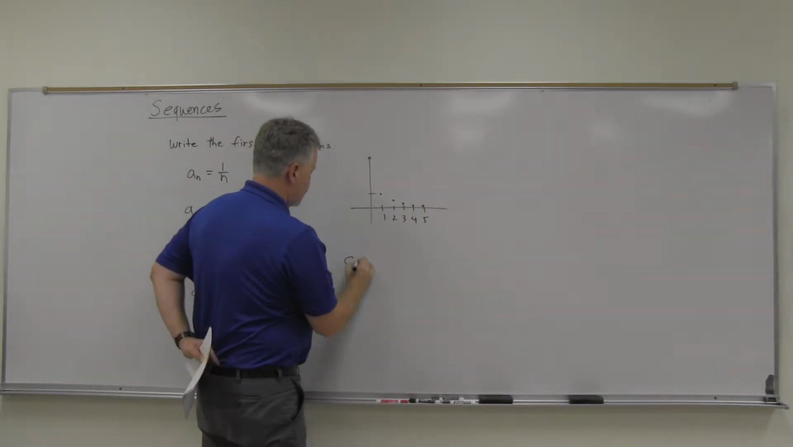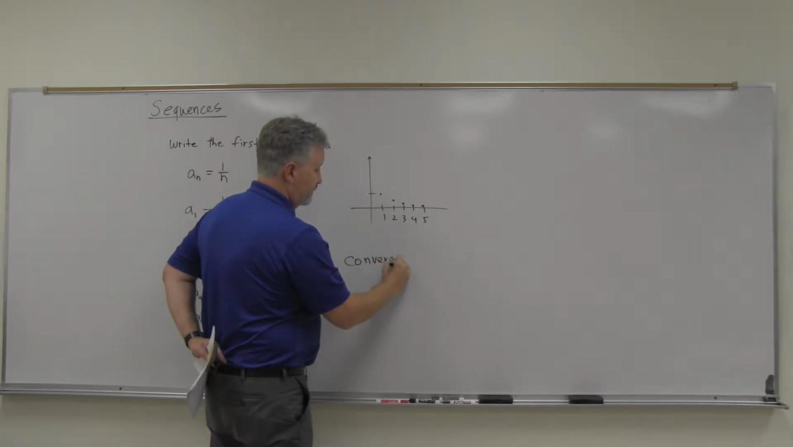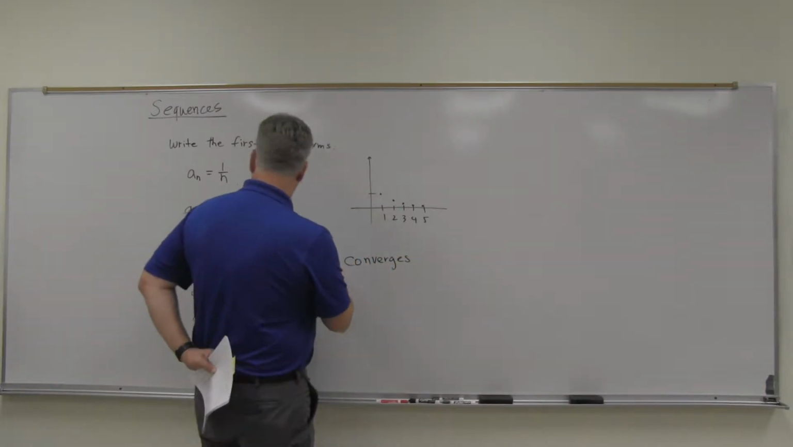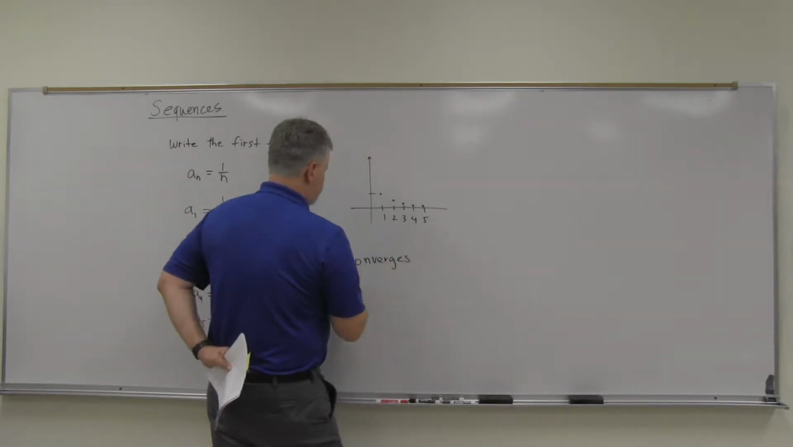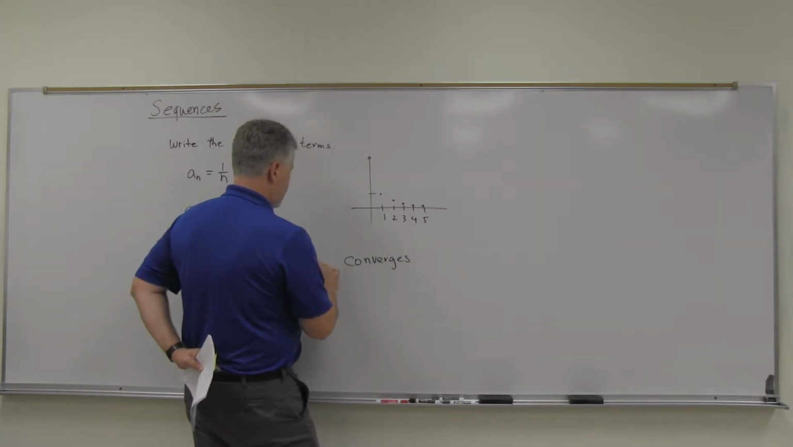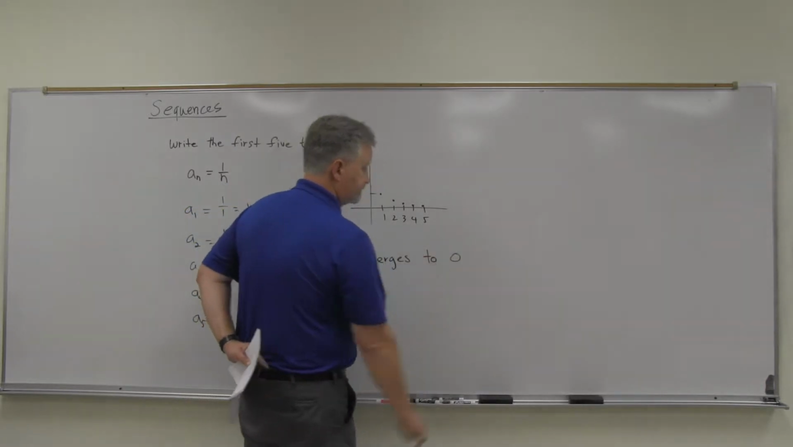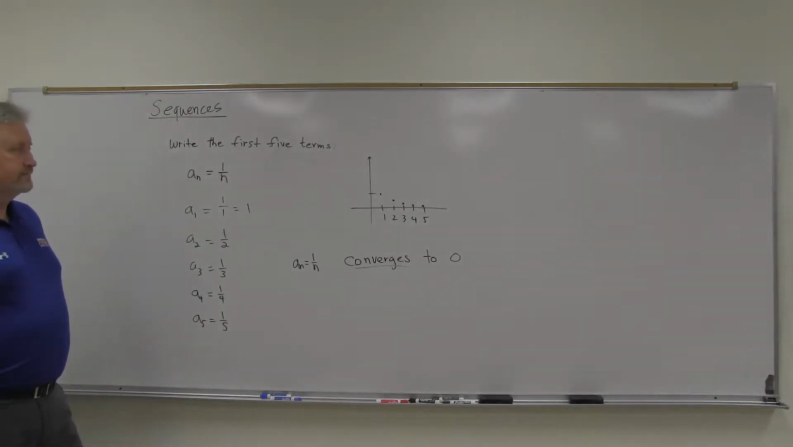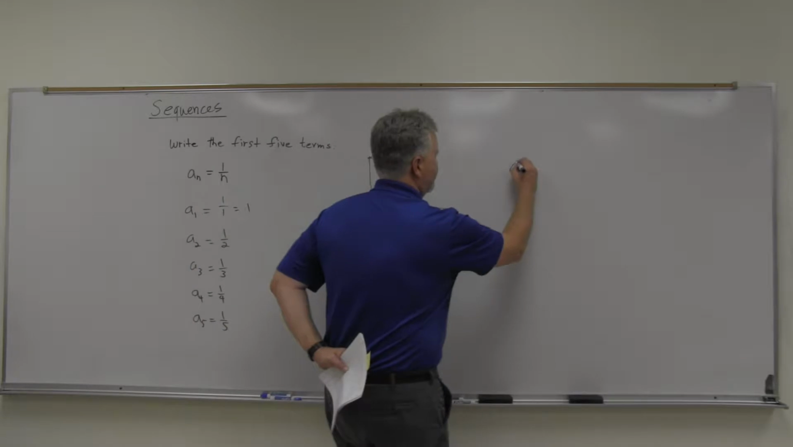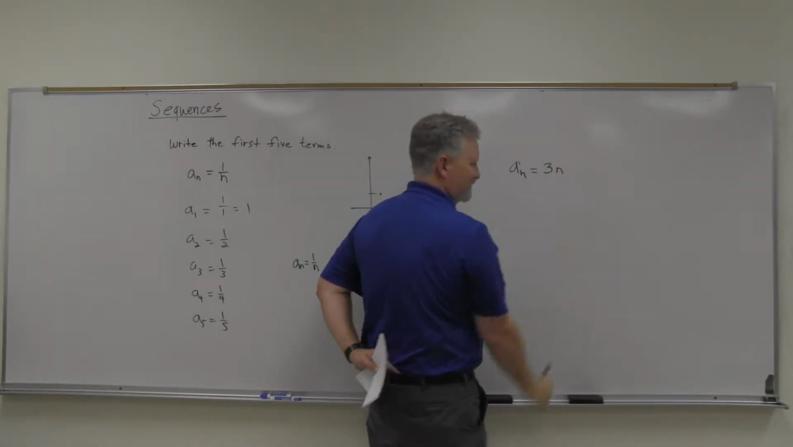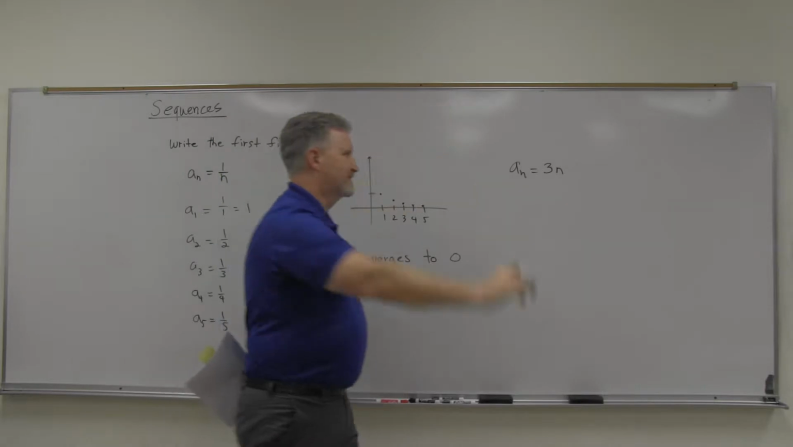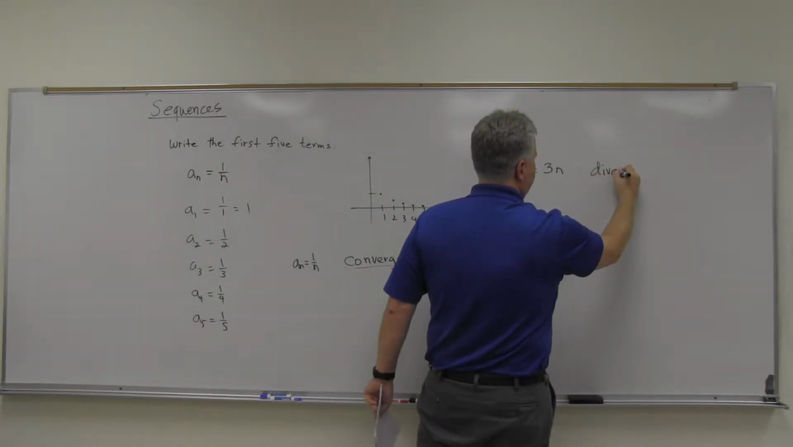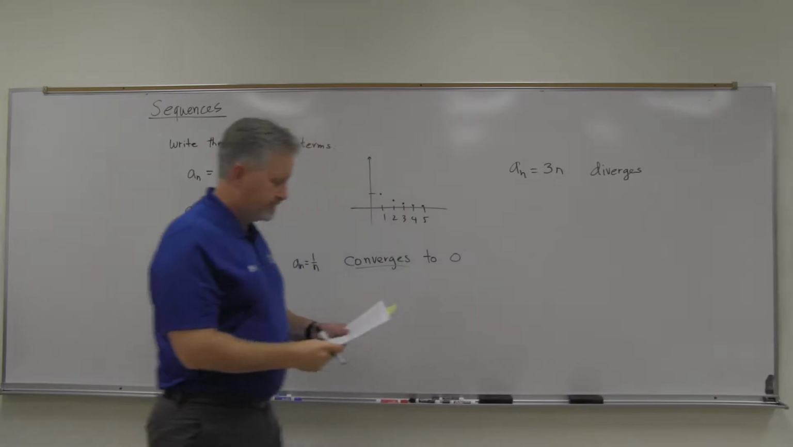And so this one converges. We've used that term before, it's the same meaning. So A sub n equals 1 over n converges to 0. That term means it goes to a fixed number out towards infinity. Of course, the A sub n equals 3n, what about that? Does that one converge? It just keeps growing infinitely, doesn't it? That one would diverge. So same idea.